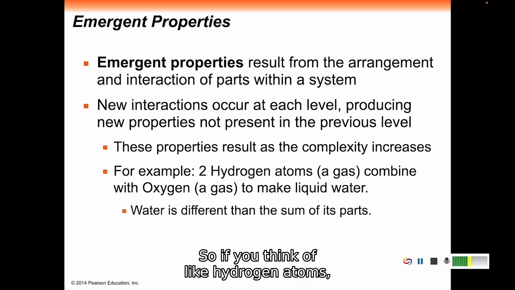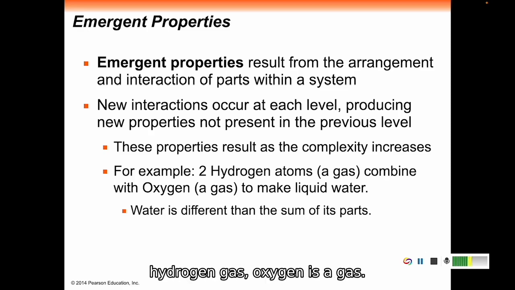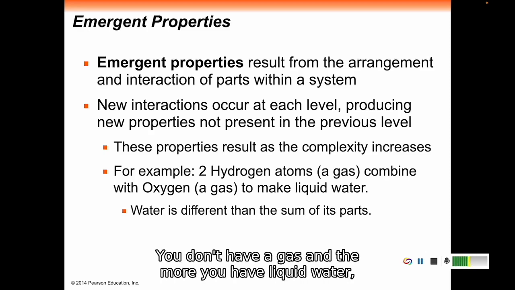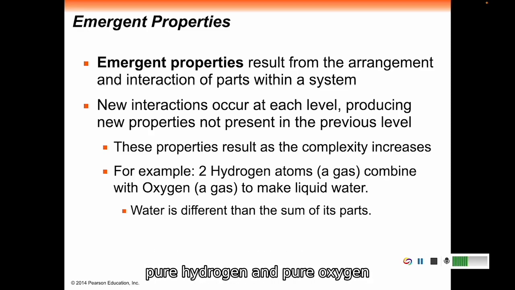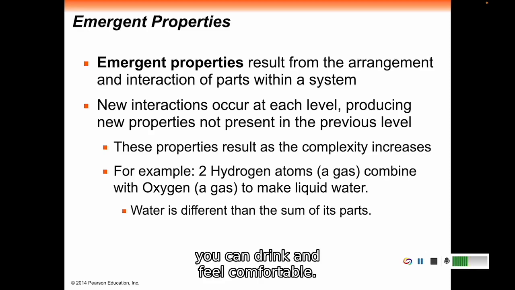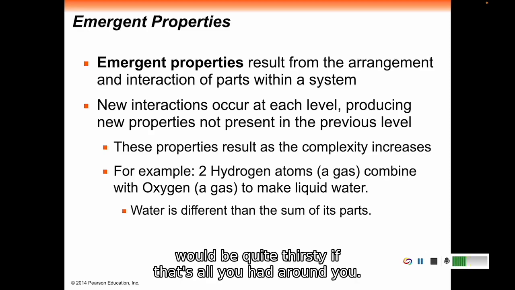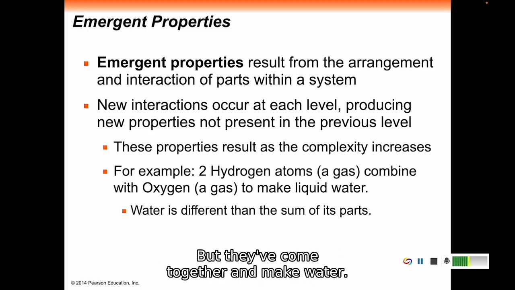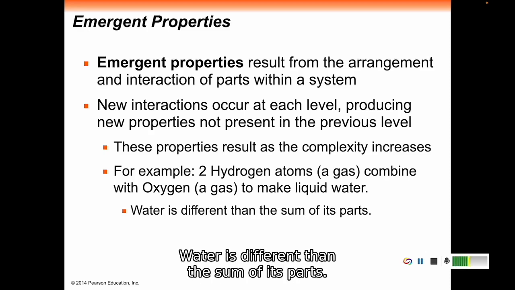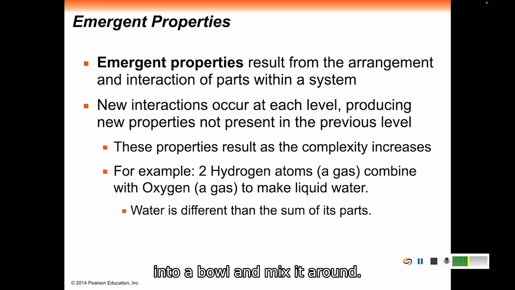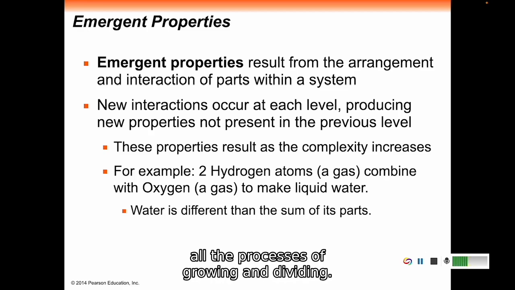So if you think of hydrogen, hydrogen's a gas, oxygen is a gas, but you put that together, you don't have a gas anymore. You have liquid water. Pure hydrogen and pure oxygen is not going to be something you can drink and feel comfortable. You would be quite thirsty if that's all you had around you. But they come together and make water. Water is different than the sum of its parts. That's what an emergent property is. If you just throw a bunch of organelles into a bowl and mix it around, you're not going to have a functional cell able to go through all the processes of growing and dividing, as compared to once it organizes into a cell. That's an emergent property.